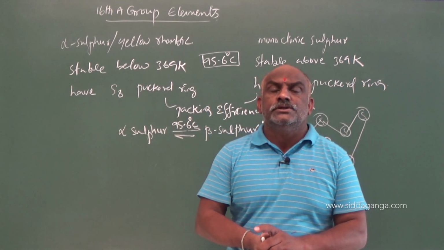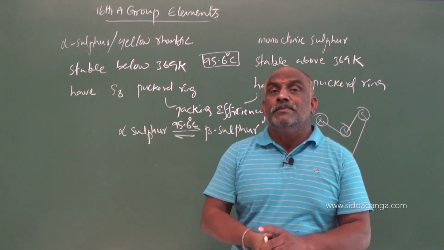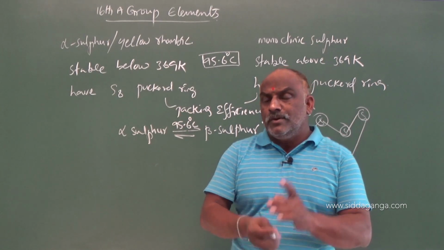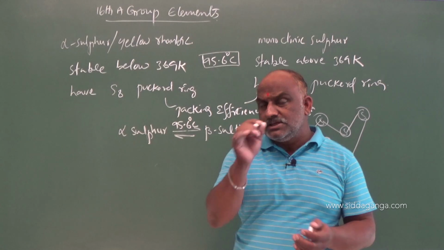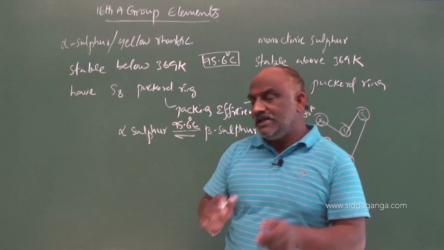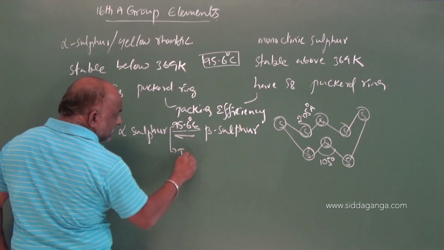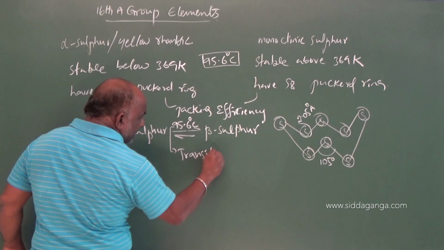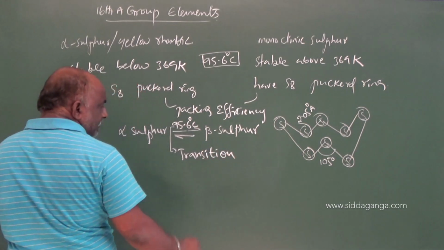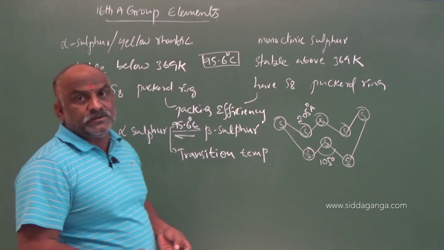Make a note, my dear students. Take your book, your notes and pen, or open your NCERT textbook. This particular point was there in the text. Sulfur transition temperature. What is transition temperature? This 95.6 degrees centigrade temperature is called the transition temperature. Clear?